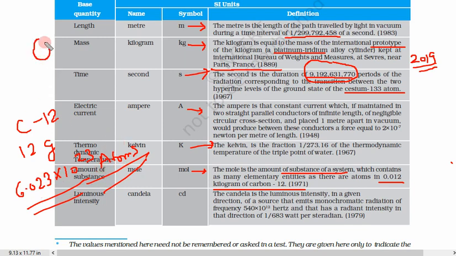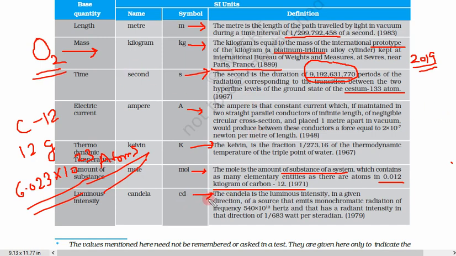Suppose we take oxygen molecule, not oxygen atom but oxygen molecule, and we take this many molecules of that, so mass of that is called 1 mole.